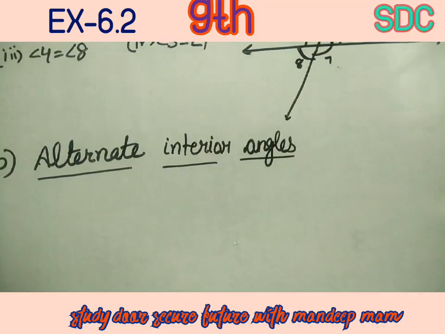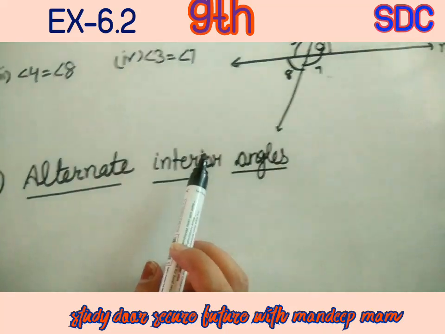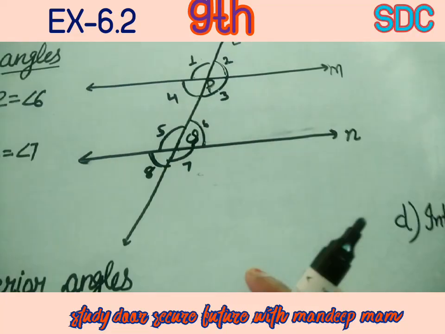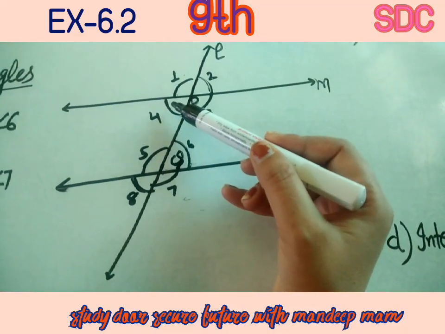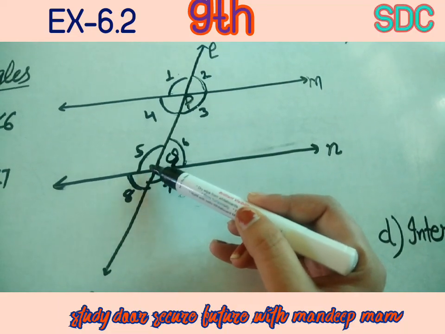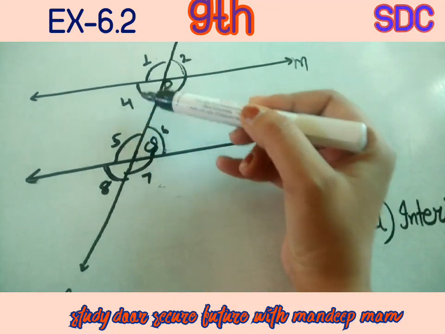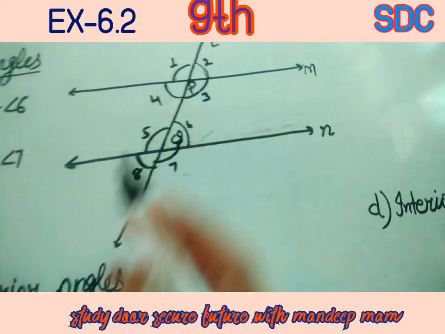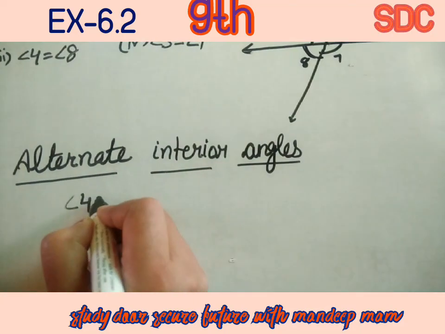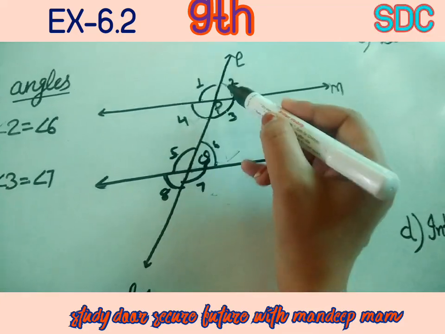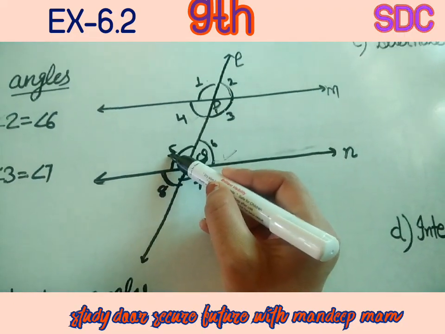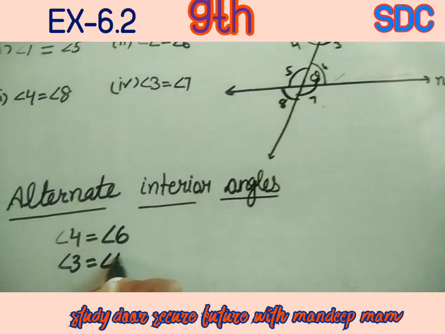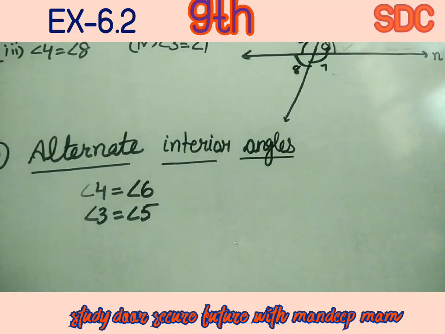Now our next angles are alternate interior angles. In this diagram, interior angles are those which are between the parallel lines, and alternate angles are those which are on opposite sides of the transversal line. So our alternate interior angles are 4 and 6. Angle 4 and angle 6 will be equal. These angles are between the lines and opposite to the transversal line. Similarly, angle 3 and angle 5 will be alternate interior angles.